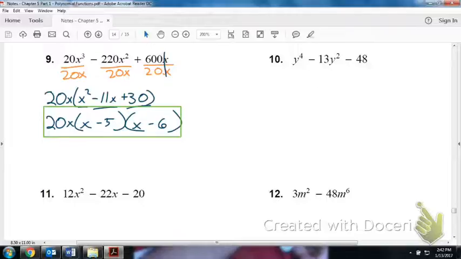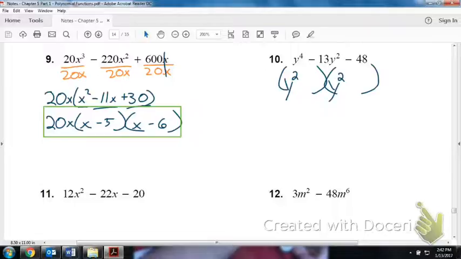Number 10, same idea. Always check to see if you can divide something out. Well, there's no number up there, so you can't divide by a number. And there's no letter back there, so you can't divide by a letter. So here we go. There's no number here, so we can just think what multiplies to the right but adds to the middle. So we'll put our y's on the left. Actually, in this case, it's y squared, because y squared times y squared is y to the fourth.